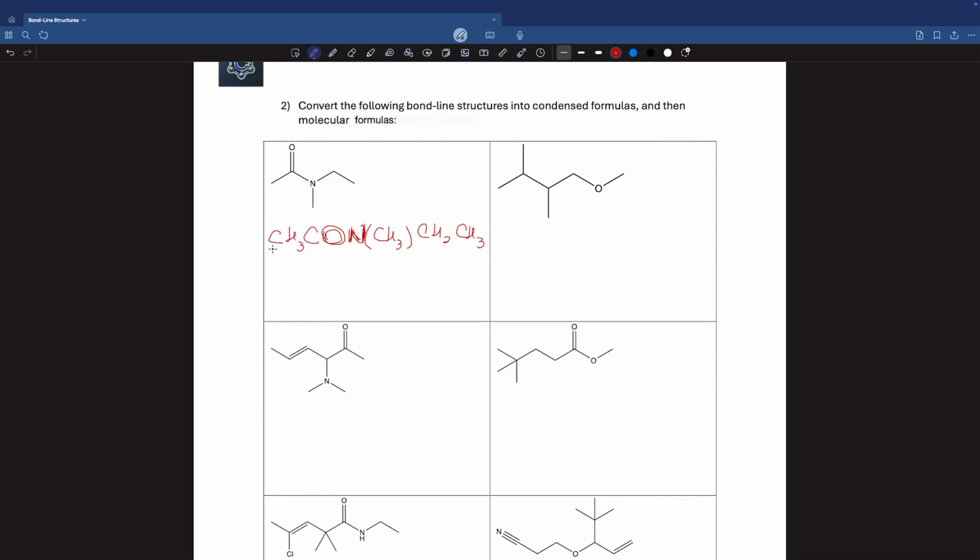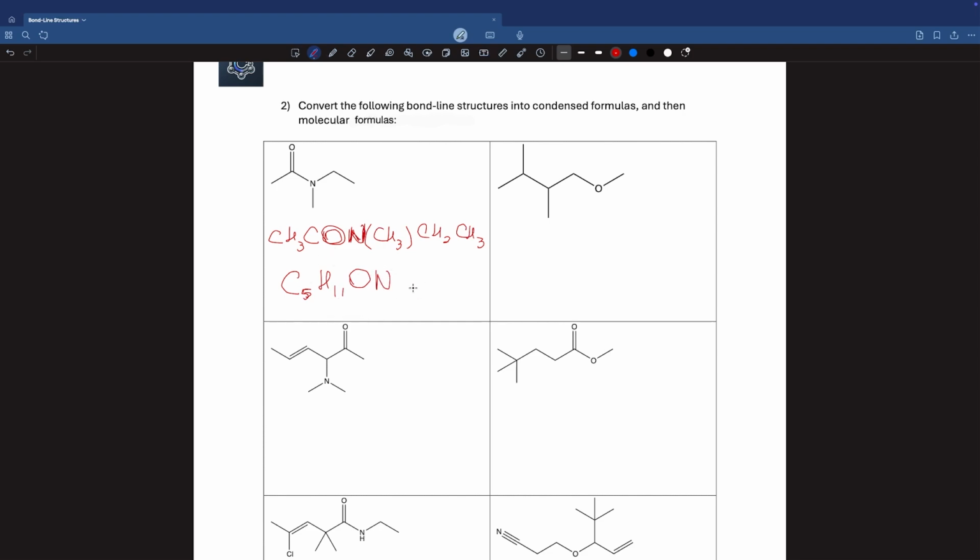But how do we write a molecular formula? Well, we want to write everything even more condensed. And how do we do that? Well, let's count how many carbons we have total. So 1, 2, 3, 4, 5. So we have 5 carbons. And if we try to count how many hydrogens, we have 1, 2, 3, 4, 5, 6, 7, 8, 9, 10, 11. Draw them out. Try to see if you can count that. So we should have 11 hydrogens. And then we have an oxygen and a nitrogen.